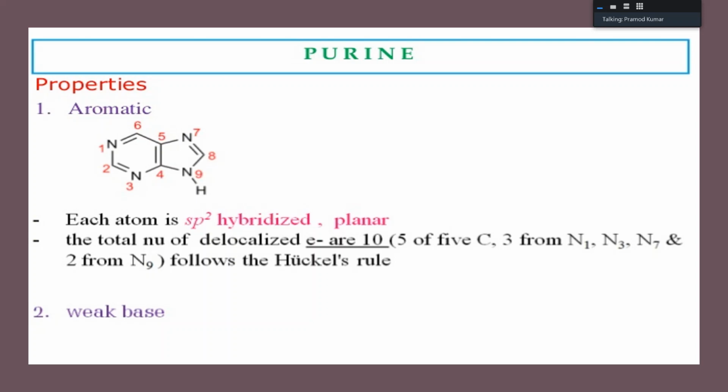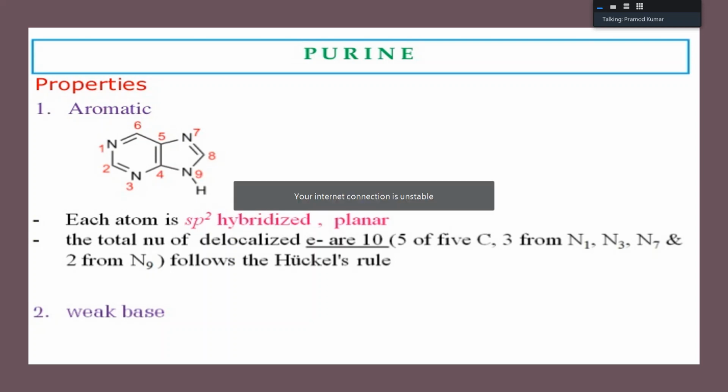So see the numbering properly. And 6. So first you name the pyrimidine ring. Then it goes to 7, 8, 9. So this is the numbering of purine. All are sp2 hybridized and planar. It has 10 electrons, and 2 electrons come from the nitrogen, so they obey Huckel's rule. They are weak bases. Numbering is very important.